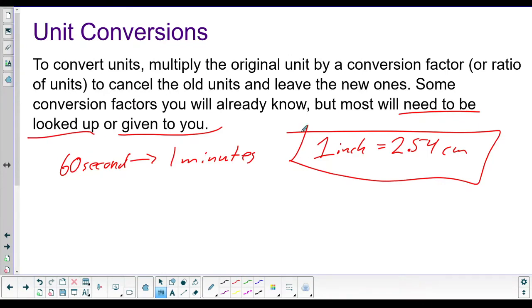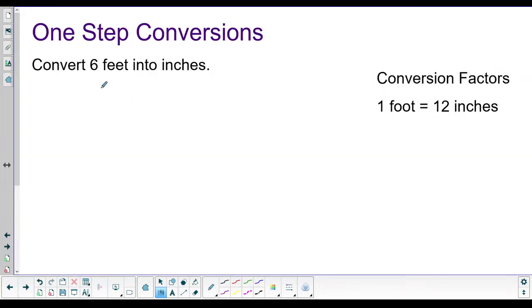So what we're going to try and do is set up some ratios, which is a fancy math word for fractions, that are going to cancel out all the units, and then they're going to leave us with whatever unit we're looking for. Okay. So let's talk about an easy one-step conversion, just to show you how it works, how to set things up, and how to simplify your fractions. So we want to convert 6 feet into inches, right?